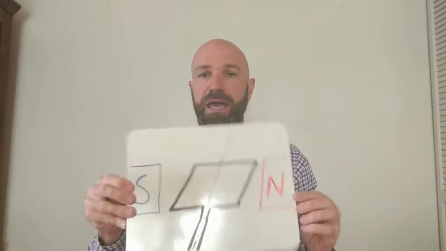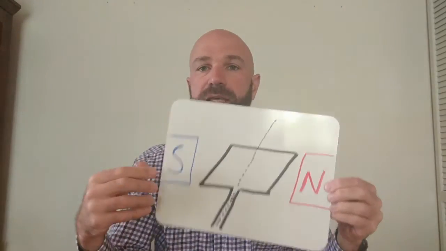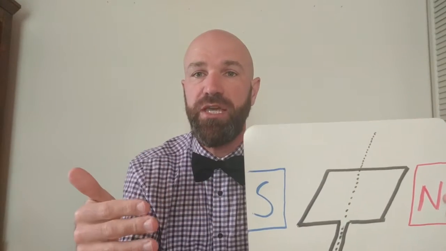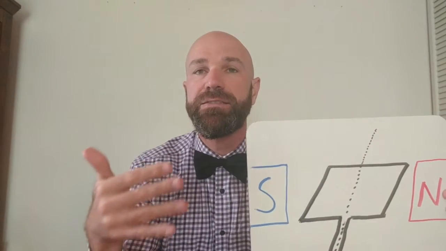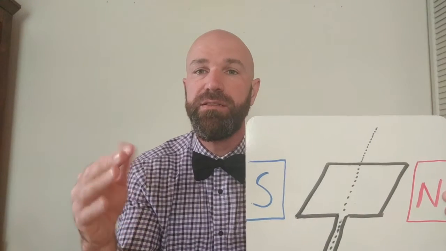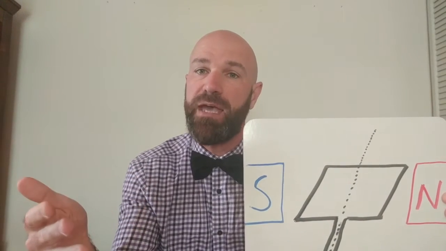So as this thing turns, as this thing spins, the orientation of the magnetic field striking the coils is changing. And that creates this EMF, all right? So let's look at this a little bit more in detail and see what happens with that EMF.